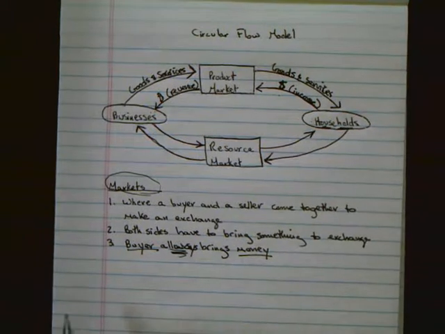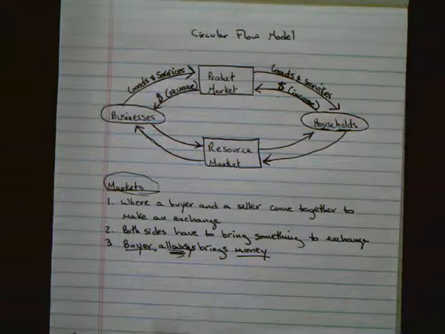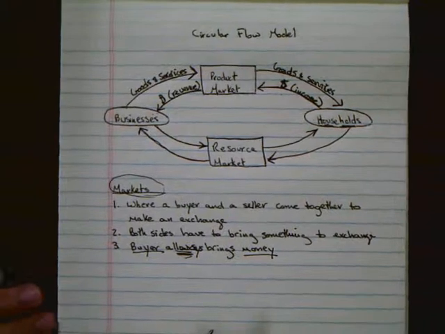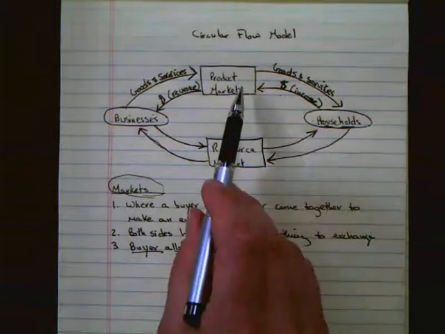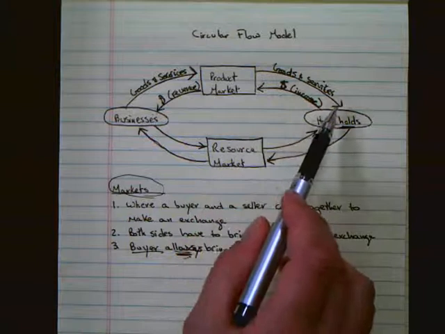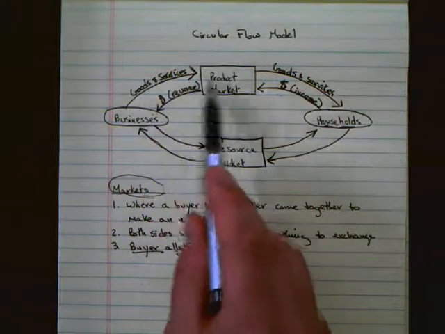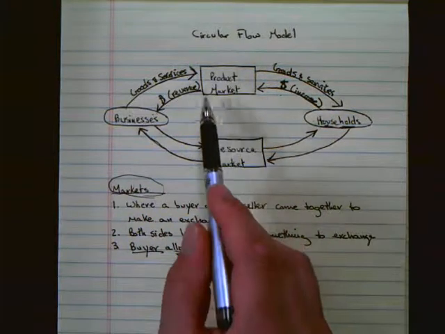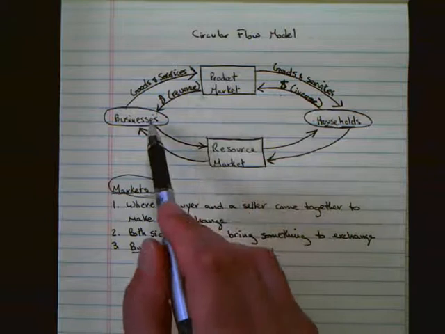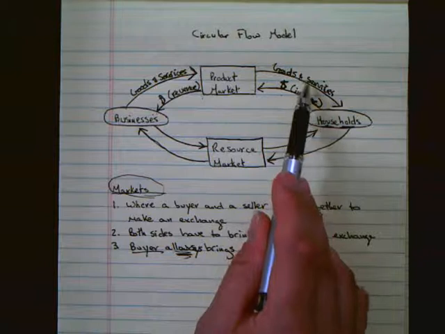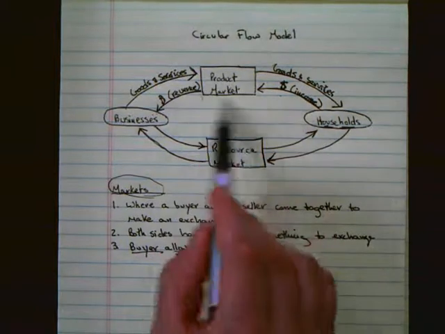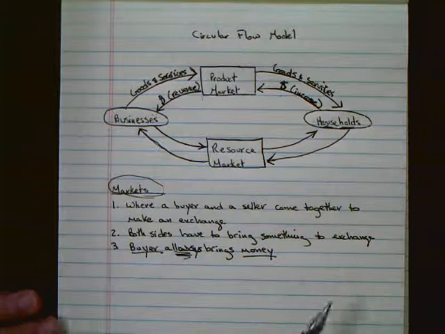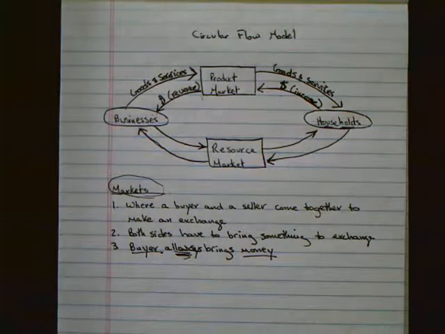Okay, students, we're continuing with the circular flow model, and we just went over the product market earlier. Households brought the money to the product market in exchange for goods and services. The businesses brought the goods and services to the product market and sold them in exchange for the money. The businesses wanted the money more than the goods and services, and the households wanted the goods and services more than they wanted to keep the money. And so that was the product market. That's the one we're used to.